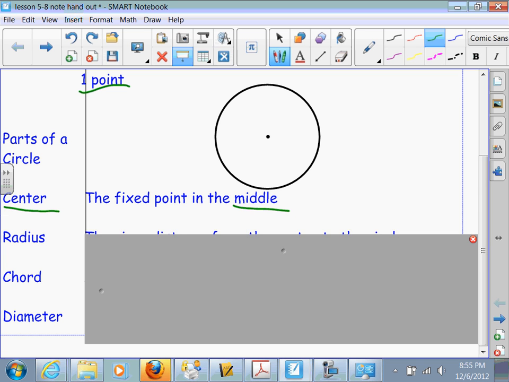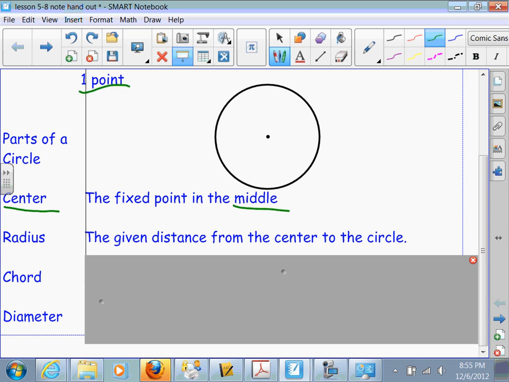A term that you've heard of before, a radius. It is the given distance from the center of the circle. So I'm going to draw a radius on here. If I start at the center and go out to the circle, that is my radius. Now I can draw plenty of radii. Yes, I said radii. That's plural for radius. I can draw many radii. In fact, I can draw infinitely many radii on this picture. Those are just two, okay?